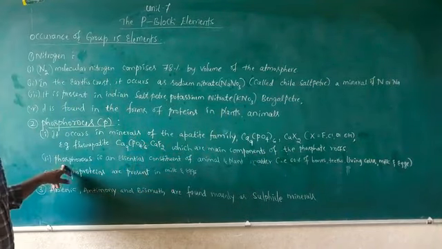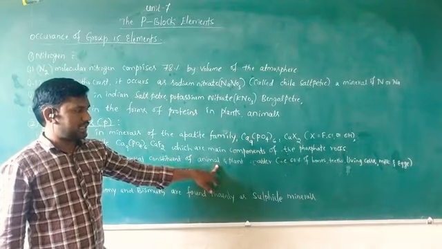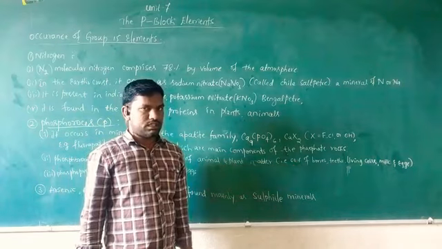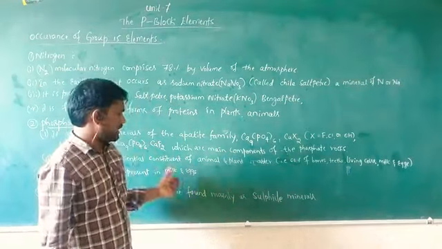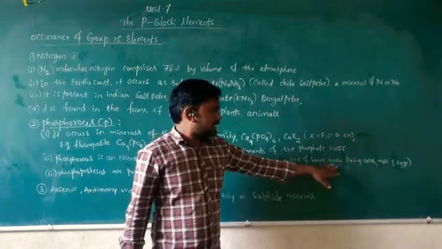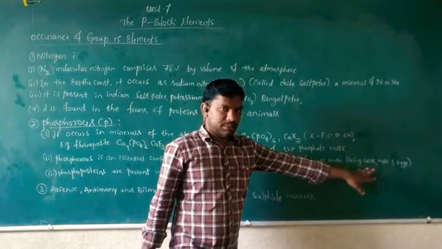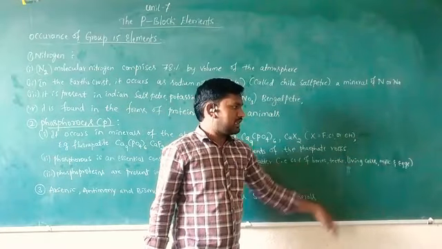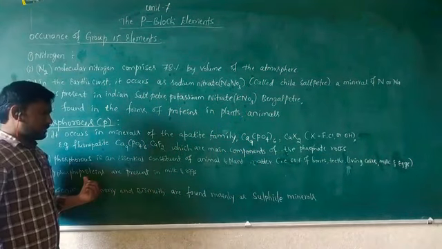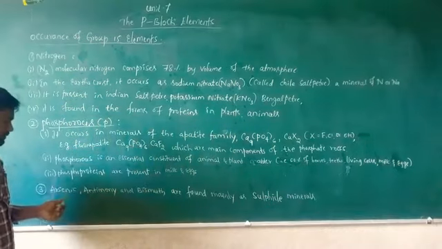Phosphorus is an essential constituent of animal and plant matter. For example, 60% of our bones and teeth are made of phosphorus, and it is also present in living cells. Phosphorus is present in milk, eggs, etc. Phosphoproteins are present in milk and egg.